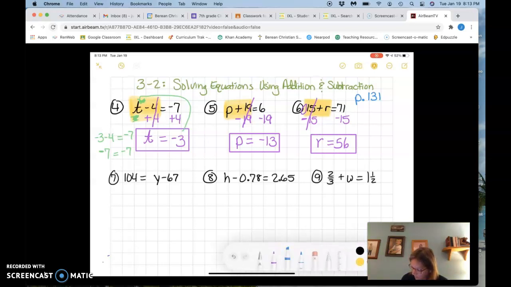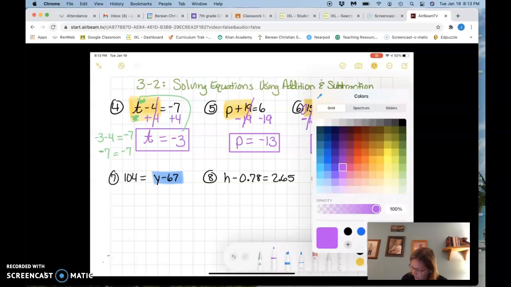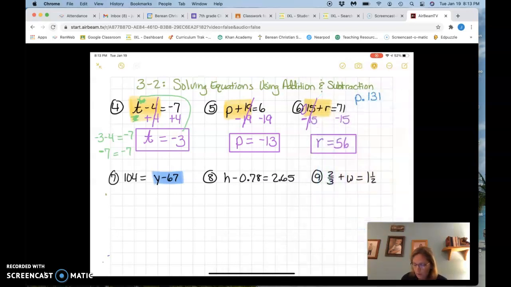Okay, let's keep going. So now look at what's happening to the variable, and you're going to do the opposite. Okay, so I see that 67 is being subtracted, so I am going to add 67. Whatever I do to one side, I have to do to the other. Those are going to cancel out. And 104 plus 67 is going to be 171. All right.